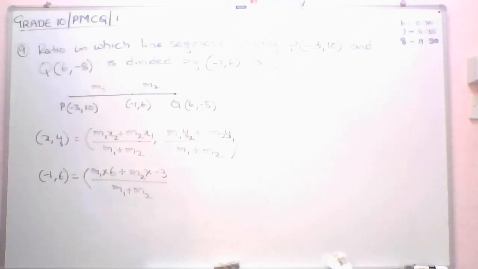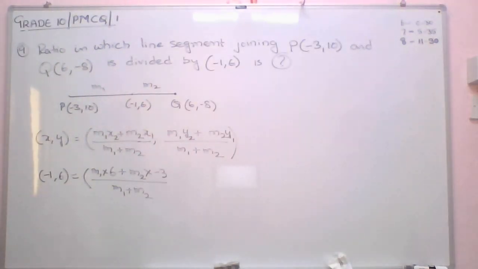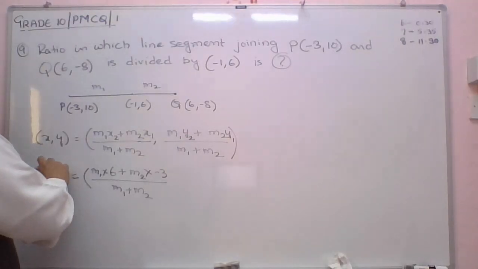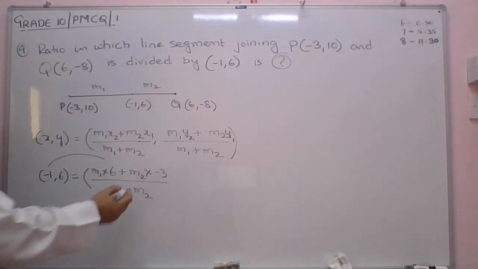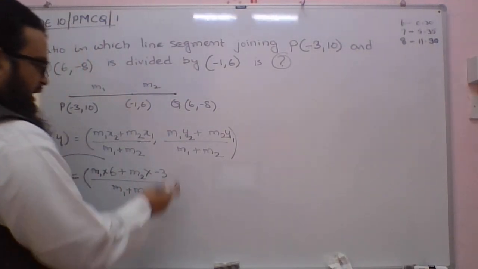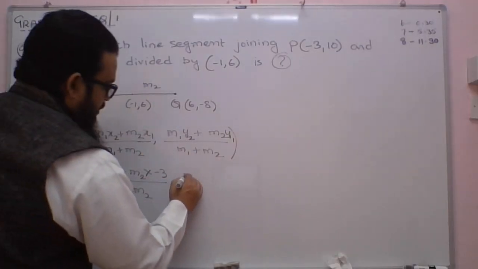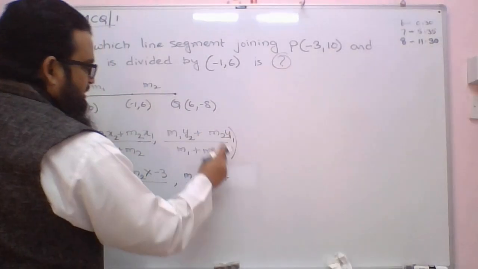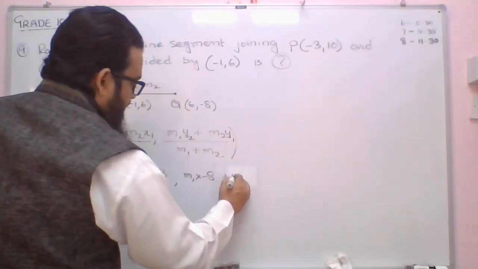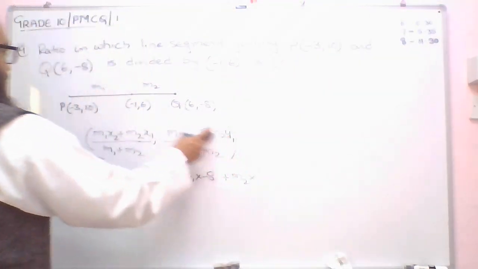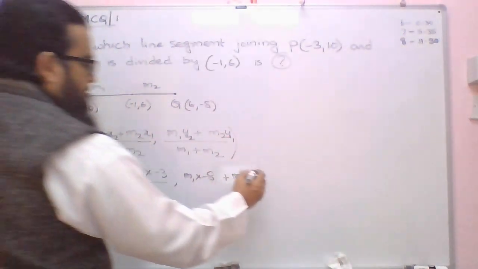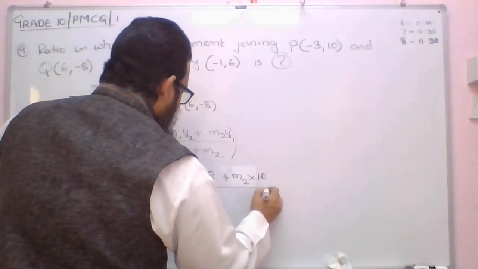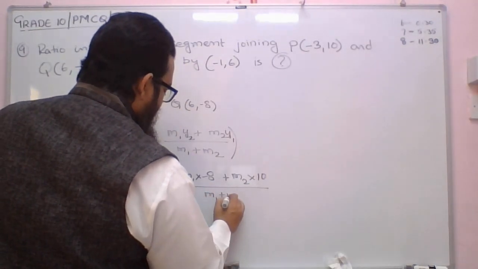Actually, whenever you have to find the ratio, no need to write everything; you can equate any one coordinate, x coordinate or y coordinate. But anyway, let us write m1 y2. So m1 into y2, which is -8, plus m2 times y1, y1 is 10, divided by m1 plus m2.